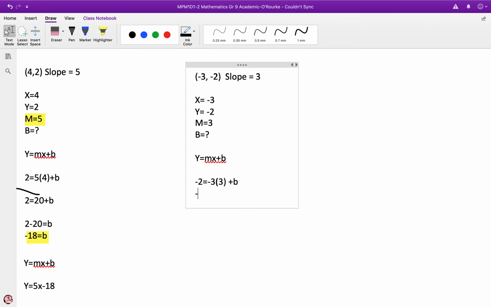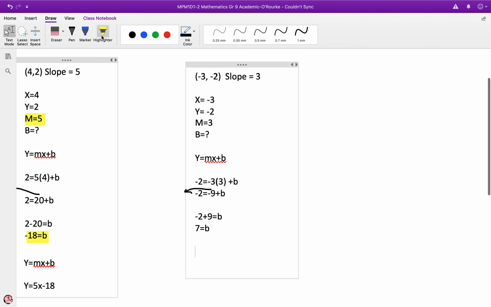So next line, negative 2 is just negative 2. Negative 3 times 3 is going to be negative 9 plus b. And now we have to move that over again because we're isolating the b. Let's move that over. And that equals negative 2. And then we're going to add 9 to it. It is going to equal b. Negative 2 plus 9 is 7 equals b.